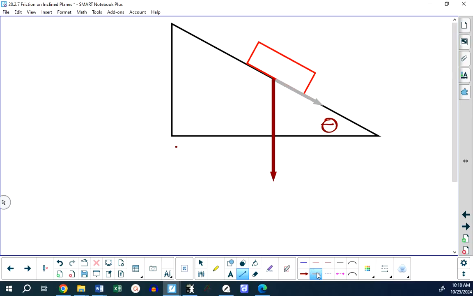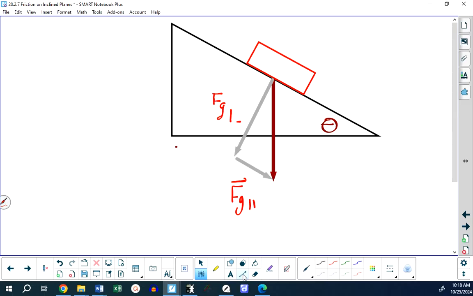It is pulling the object against the ramp. The gray vector that's longer is the vector that's pushing the box against the ramp, and the gray vector that's shorter is pushing the box along the ramp. This is called the force of gravity parallel to the ramp. This is called the force of gravity perpendicular to the ramp. Are you with me here?